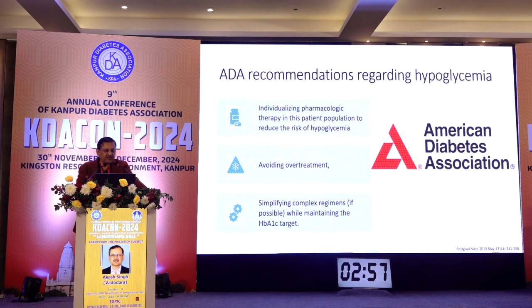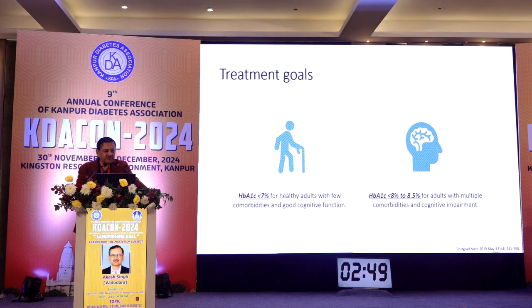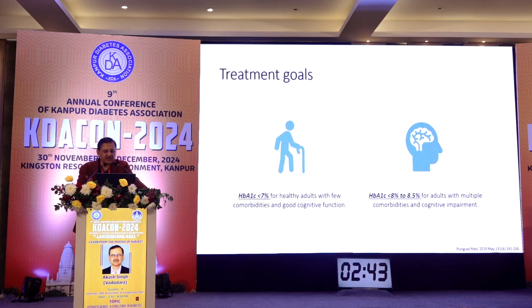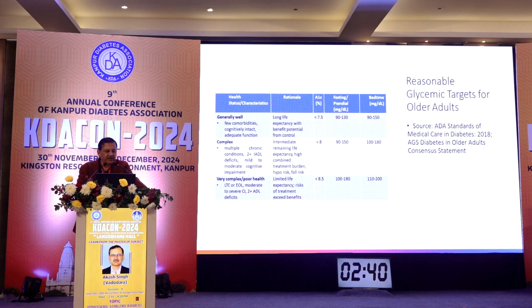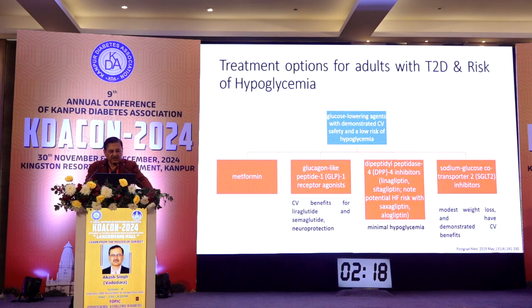ADA recommends that we individualize pharmacological therapy in this patient population to reduce the risk of hypoglycemia, avoid over-treatment, and simplify complex regimens: HbA1c less than 7 for healthy adults, and less than 8 to 8.5 for adults with multiple comorbidities and cognitive impairments. For this, a chart has been devised with health status, healthy, complex, very complex or poor health, and life expectancy. You can set the goal to less than 7.5, less than 8, or less than 8.5. If the life expectancy is very short, you can set higher goals compared to those individuals who have a higher life expectancy.